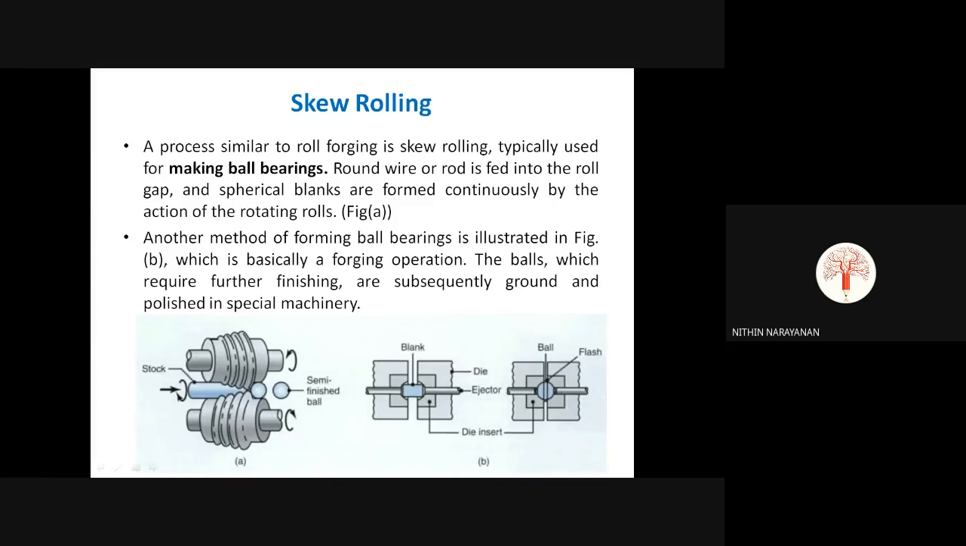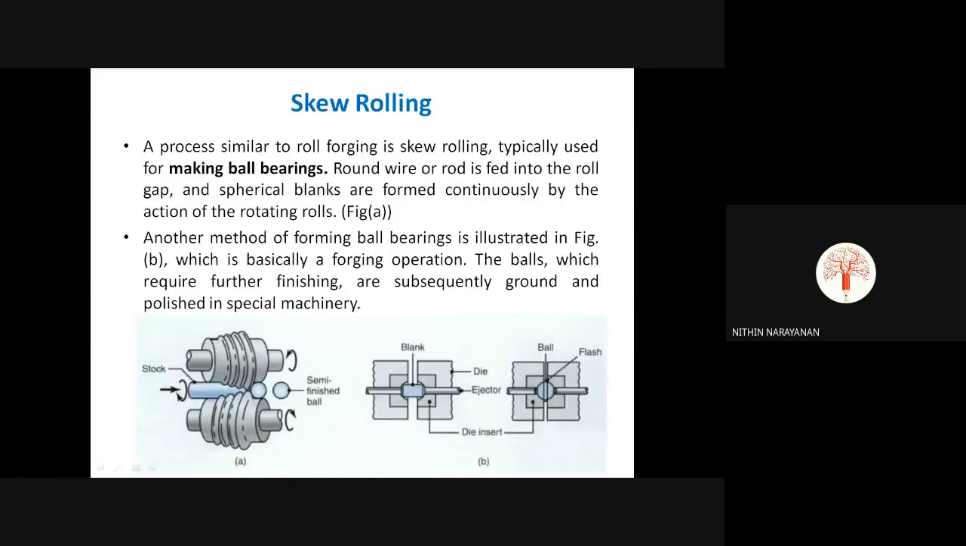Round wire or rod is fed into the rod gap, and spherical blanks are formed continuously by the action of rotating rods, as you can see from figure A. Another method is also used for the production of ball bearings, as you can see from figure B, which is basically a forging operation. There will be a blank. After applying compressive force using dies, we will get a final ball. These balls, which require further finishing, are subsequently ground and polished in special machinery.